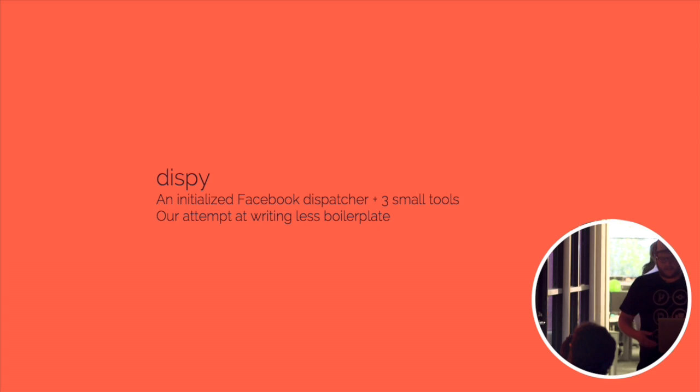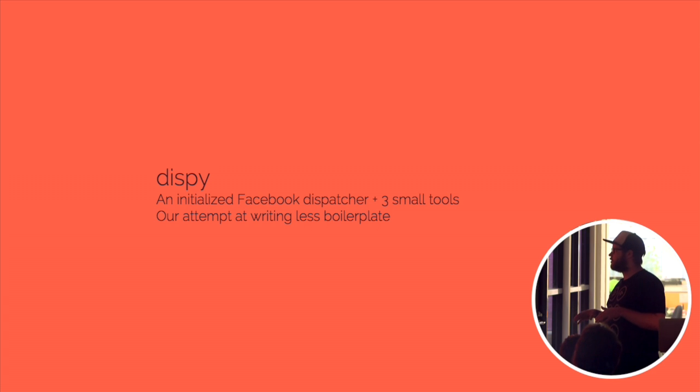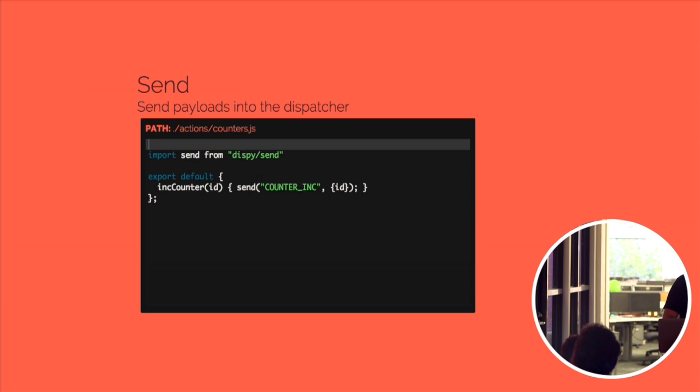We're probably about 8 or 9 of these in. But the code examples I'm about to show you use this. It's a very, very lightweight wrapper around the Facebook dispatcher. All it does is initialize it, which, if you look at all the Flux examples, they do in app dispatcher. It basically does that for you. And then there's some 3 small tools, which we'll go into in a quick second.